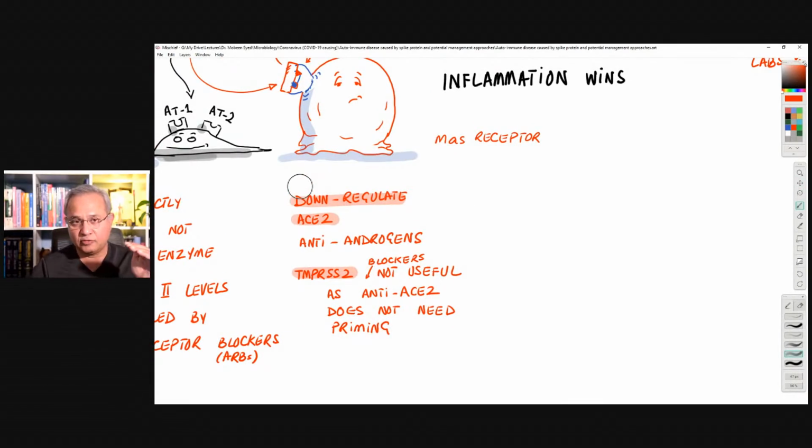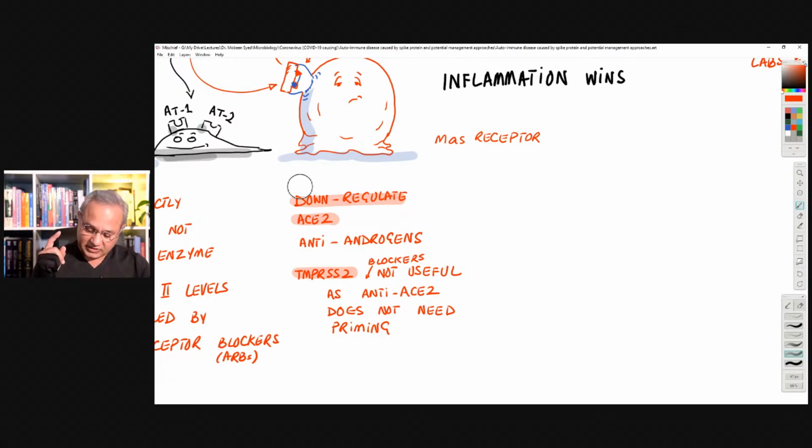Then, this is important. Maybe we can downregulate the ACE2 enzyme itself. Now, there is a potential bad thing. If you downregulate the ACE2, then the function of ACE2 would become less. How do you downregulate the ACE2? Give antiandrogens. We have done a complete discussion about that in the past. Antiandrogens, one of their functions is to modulate the production of TMPRSS2 and production of ACE2.